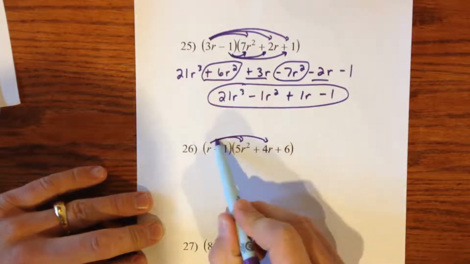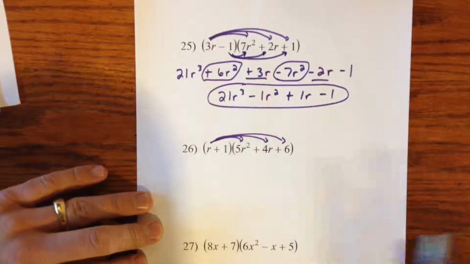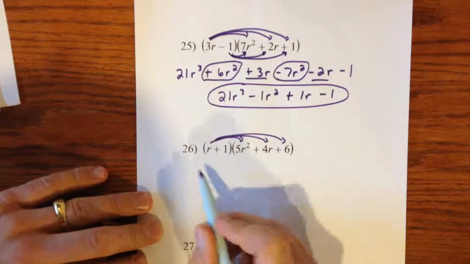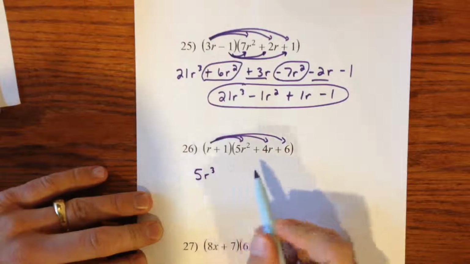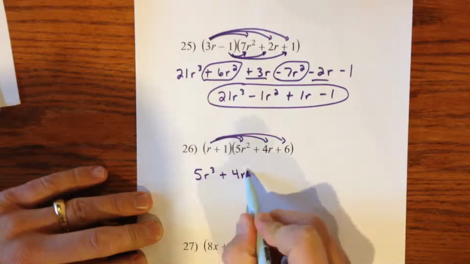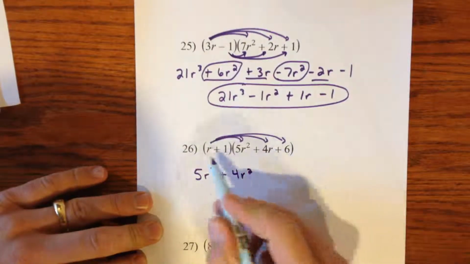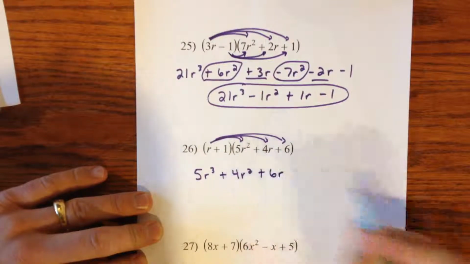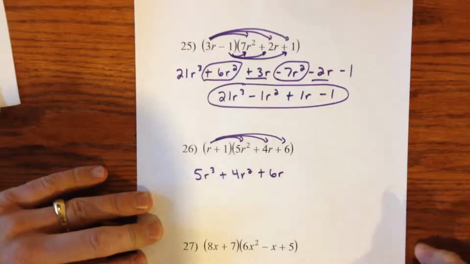Again, you guys are going to use the arrows most likely. You're going to multiply r to all 3 terms. So that's going to be 5r cubed plus 4r squared. R times 4r. R times 6 is 6r. So there you go. I end up with 3 terms.